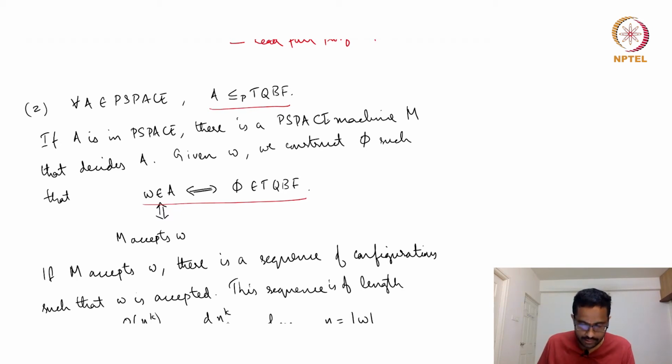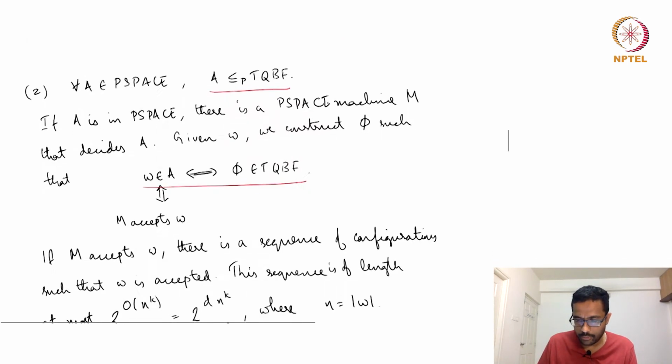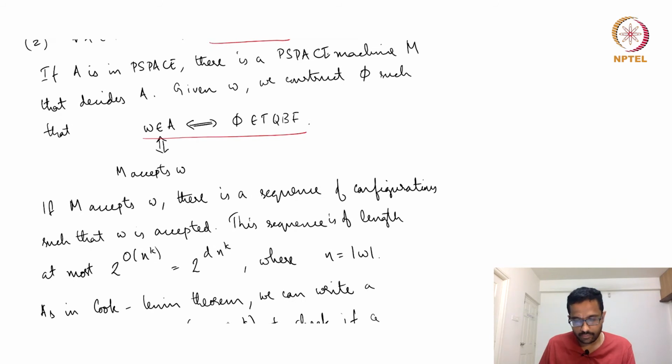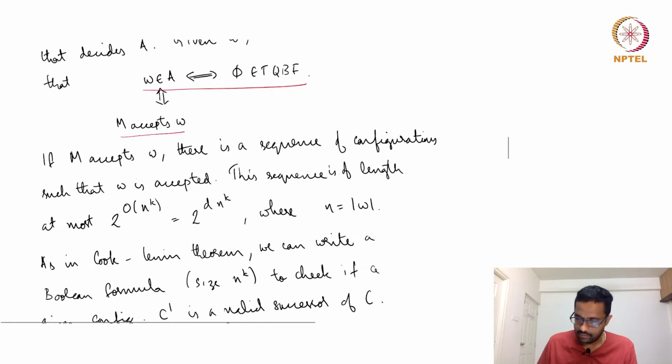The second point of the reduction is that the construction of the instance phi should be in polynomial time, because this is a polynomial time reduction. So the construction of this formula should be in polynomial time. So how is that going to work? As I already said, there is a PSPACE machine M that decides A. So W is in A if and only if M accepts W. So we will use M and W to construct this formula.